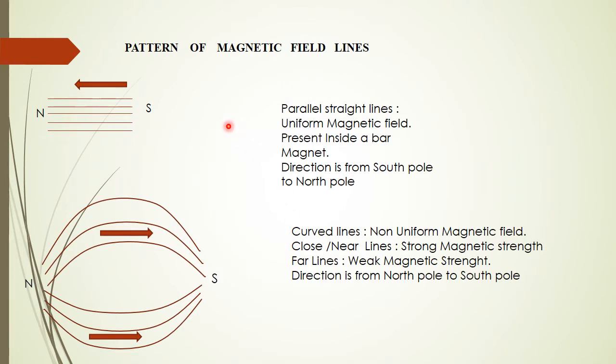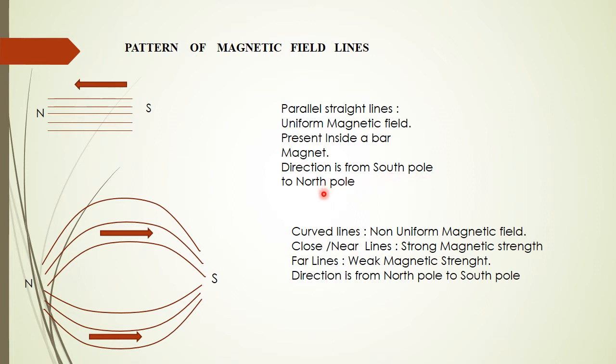Before going to solenoids and other things, let us first know about the pattern of magnetic field. Pattern of magnetic field means, see, magnetic field lines start from north pole and enter into south pole. This is the direction of magnetic field line. But inside a magnet, magnetic field lines are parallel. The parallel magnetic field lines represent a uniform magnetic field which is present inside a bar magnet, and the direction of this uniform magnetic field in a bar magnet is from south pole to north pole.